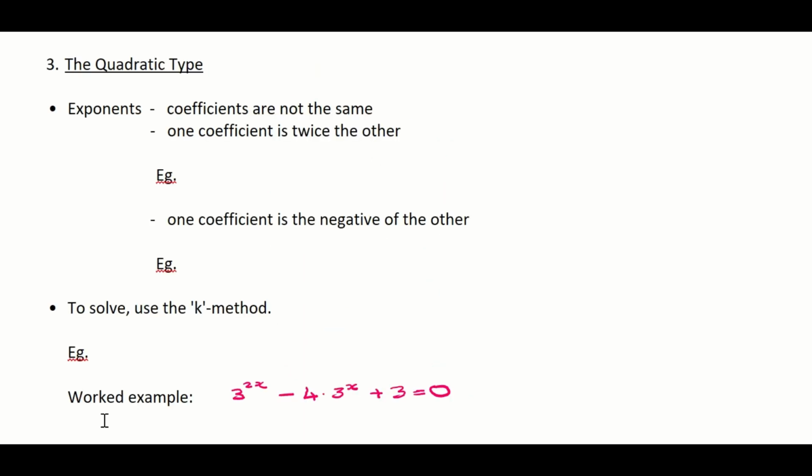The third type of exponential equations that we get is of the quadratic type. If you look at the exponents here, you will notice that the coefficients are not the same, or one coefficient is twice the other. An example of this would be x and 2x. The other case is where you have one coefficient, the negative of the other. For example, if the one coefficient is x and the other coefficient is negative x.